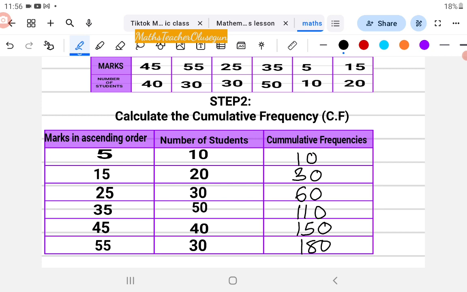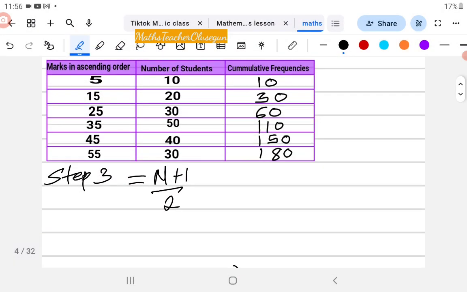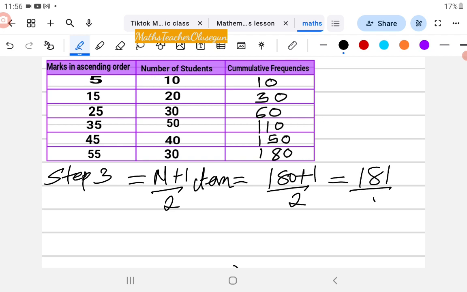So let's go to the next step. Step 3 is this: ascertain the (n plus 1) over 2 item. Here n is 180 in total, so 180 plus 1, divided by 2, gives us 181 divided by 2, whereby we have 90.5. So that is the 90.5th item, that is the meaning.